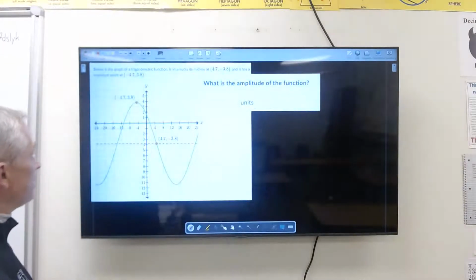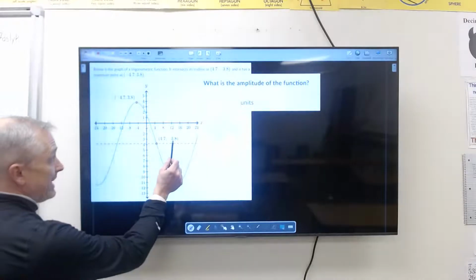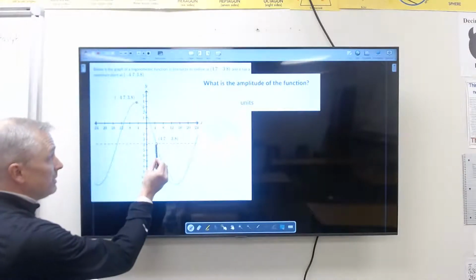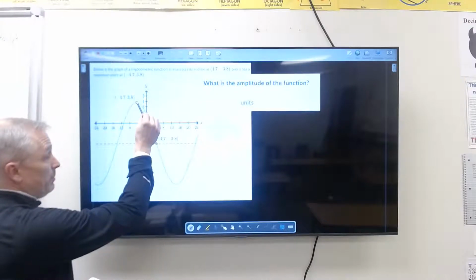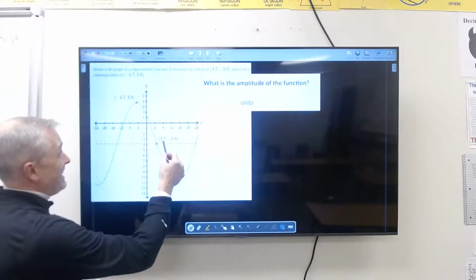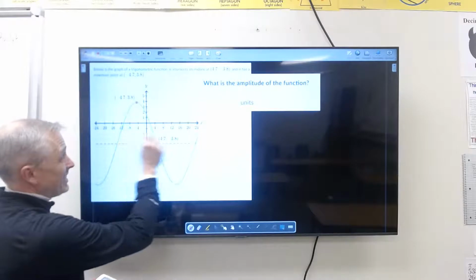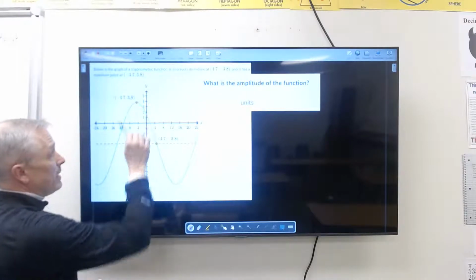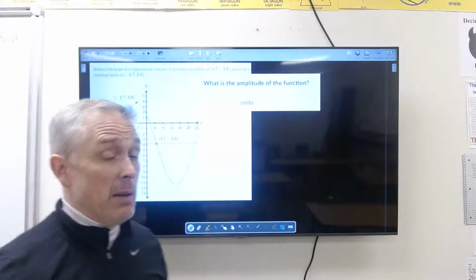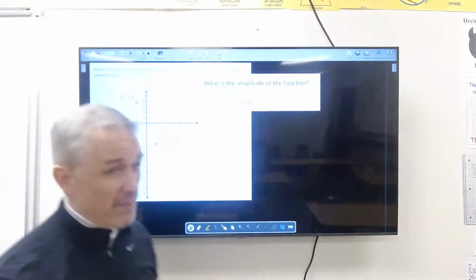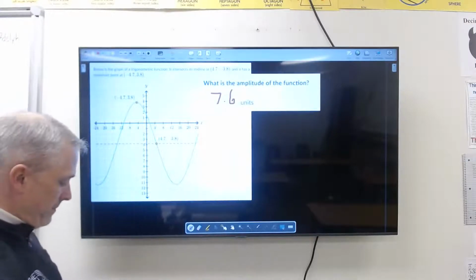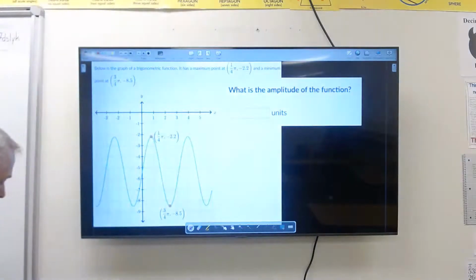What's the amplitude of this function? Well, it's just from this point at negative 3.8 up to positive 3.8. Up 3.8, up another 3.8 is just double whatever that is. Don't think that this is a midpoint. Don't think it's a midline. It just goes up 3.8, up 3.8. That's 7.6 units.